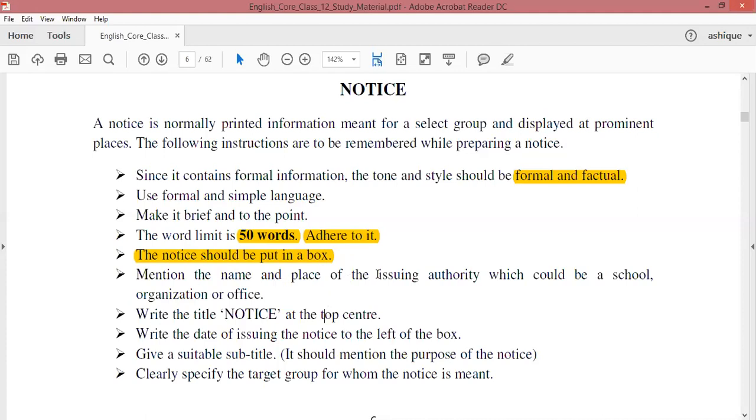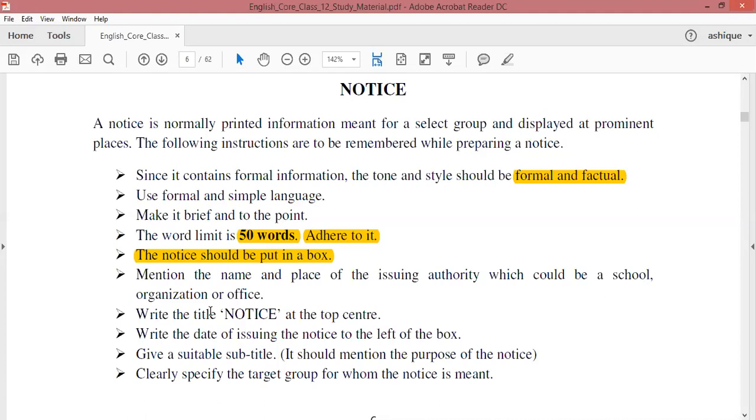Mention the name and place of the issuing authority, which could be a school, organization, or office. Suppose XYZ, whatever school you're reading in: Delhi Public School, KIIT International School, Sai International School, ODM Public School. Whichever school you read in doesn't matter. But in the notice, when you're writing it, that should be at the top, in block letters, highlighted.